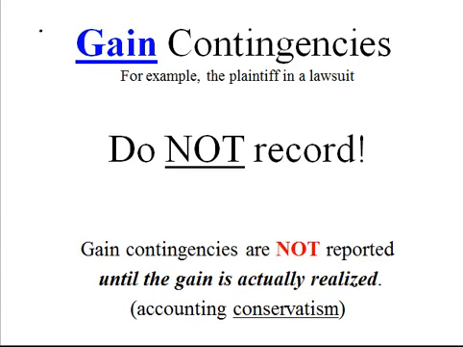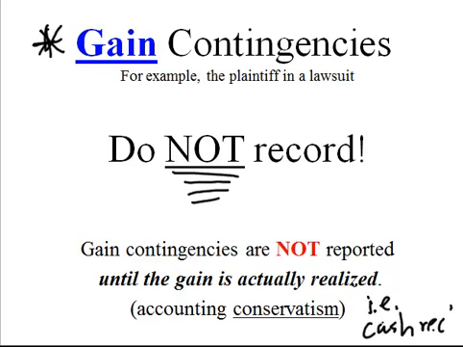What about gain contingencies? In the case of a lawsuit, there will always be a winner and a loser. If we're on the losing end, that's the loss contingency we just discussed. But what if we're on the winning end? In that case, we will not record anything. Accounting conservatism says gain contingencies will not be reported until actually realized, cash received in most cases.